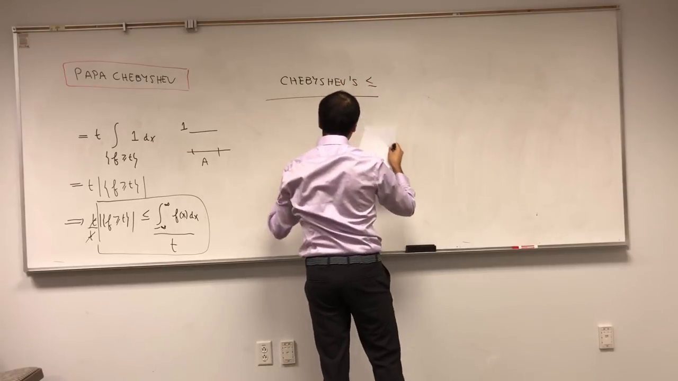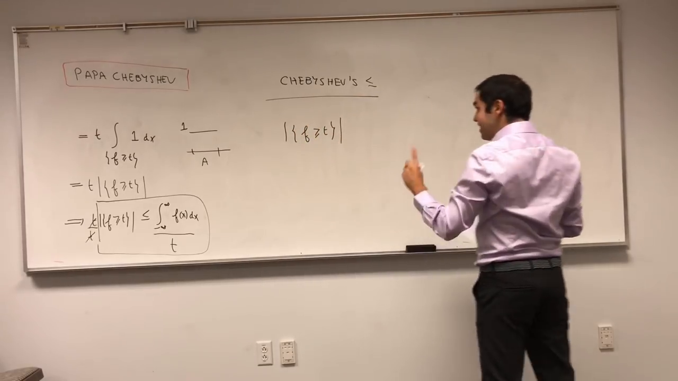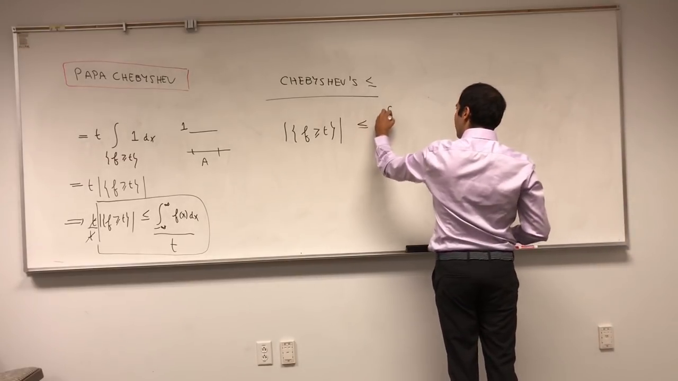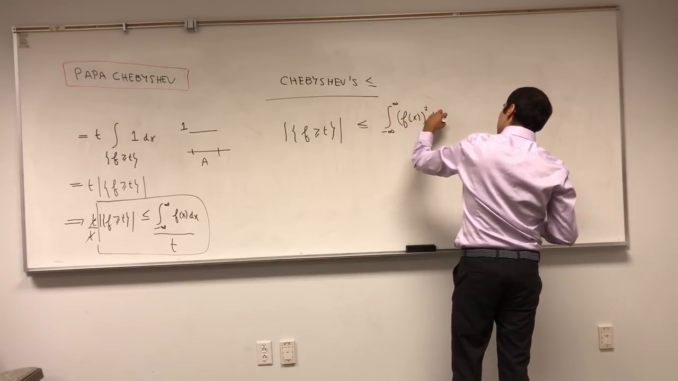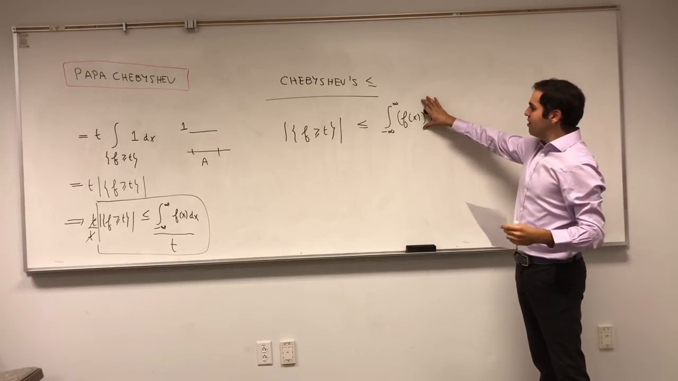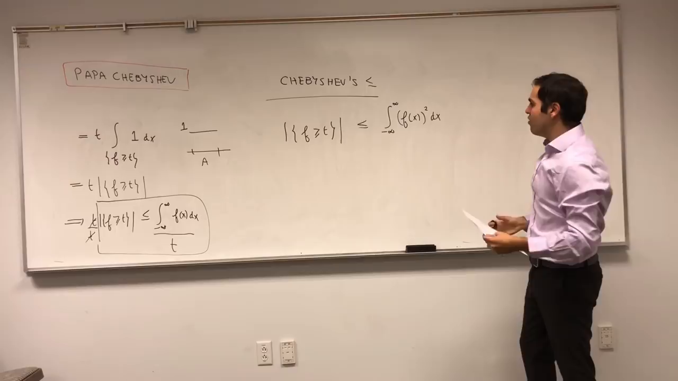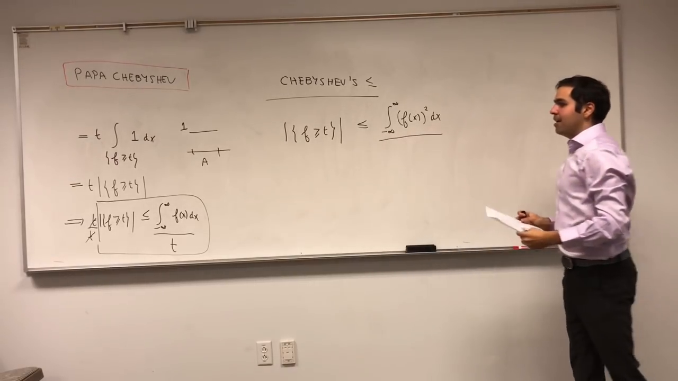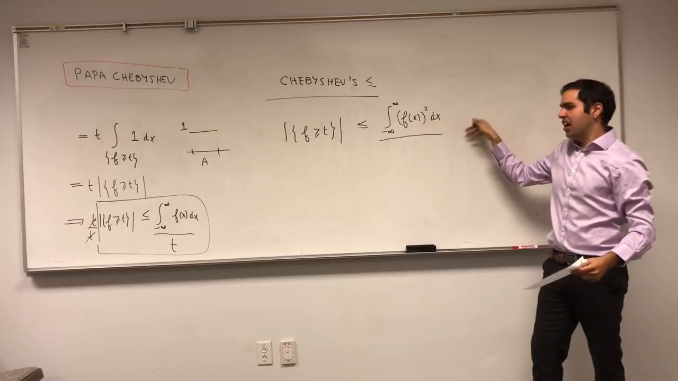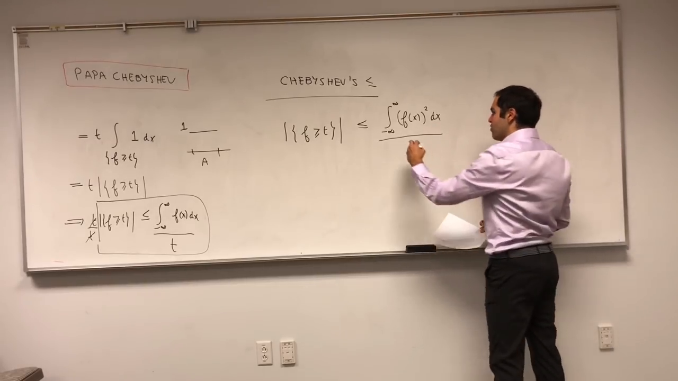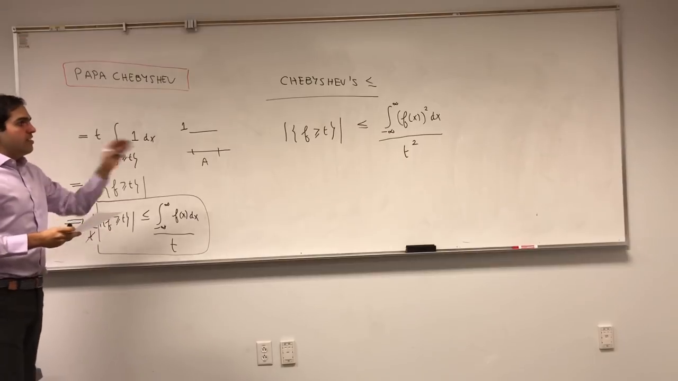Chebyshev's inequality. Namely, again, look at the size of the set where f is greater or equal to t. But now, suppose that not only the integral of f exists, but the integral of f of x squared exists. So imagine f is even better than integrable. Then we actually get an even better decay. Namely, this set decays not only like 1 over t, but it decays like 1 over t squared. You see, if t is very large, this is even better.